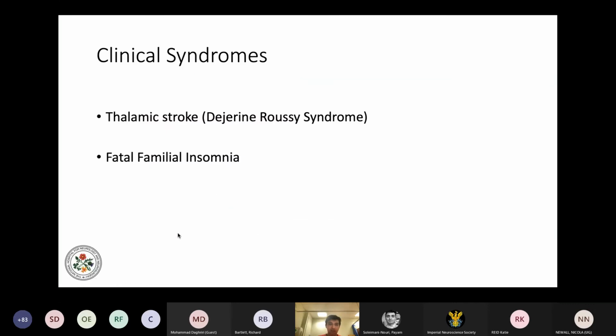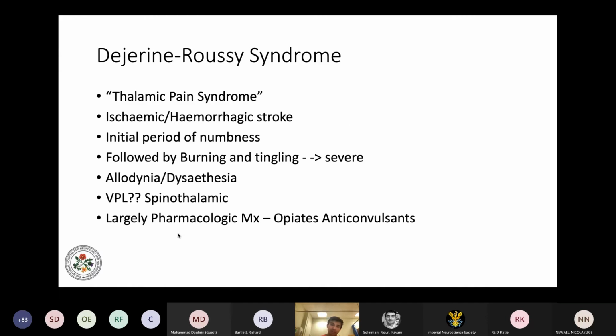So I want to talk about a couple of clinical syndromes relevant to the thalamus. And again, it's by no means exhaustive, because I'm sure there's an exhaustive list of things that could preferentially affect the thalamus. So Dejerine-Roussy is normally a stroke affecting the thalamus. And it could be either an ischemic stroke, in that there's a lack of blood, or a hemorrhagic stroke, in that there's a bleed. And although this is a classical description of it, lesions from MS, tumors, and abscesses can cause a similar thing. And it's a pain syndrome.